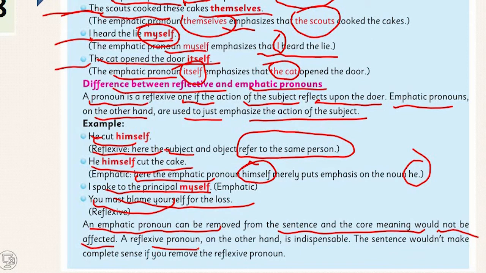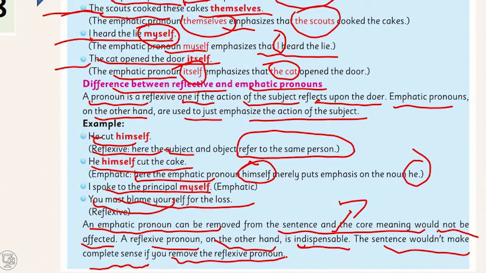A reflexive pronoun on the other hand is indispensable. Indispensable मतलब इसको अलग नहीं किया जा सकता. Emphatic pronoun को अगर रिमूव भी कर दें सेंटेंस से तो उसके मीनिंग पे कोई फर्क नहीं पड़ेगा, लेकिन अगर रिफ्लेक्सिव प्रोनाउन को हटा दिया जाए तो मीनिंग पे फर्क पड़ेगा. The sentence wouldn't make complete sense if you remove the reflexive pronoun. अगर हम रिफ्लेक्सिव प्रोनाउन को सेंटेंस में हटा दें तो सेंटेंस का कोई मतलब नहीं होगा.